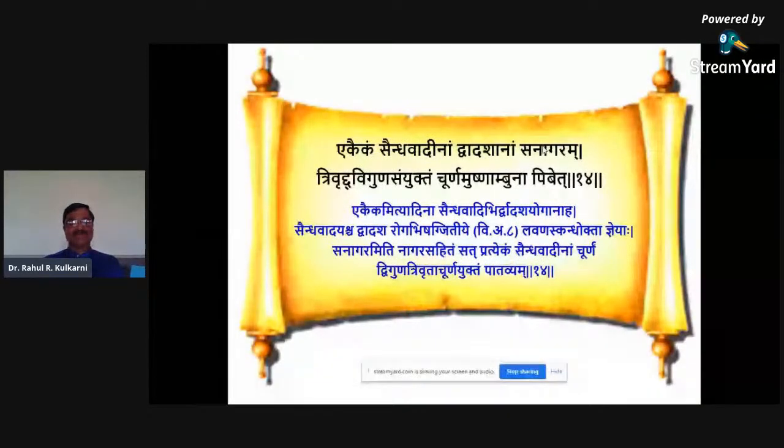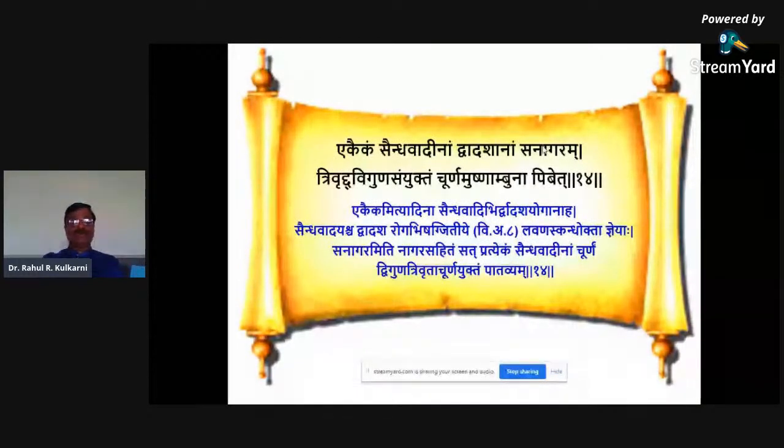This mixture has to be consumed with Ushna Jala. Means 12 Lavana yogas have been explained, 12 types of Lavana along with Shunti, and twice the quantity of those, the Trivrut or Shama Churna has to be mixed, and that has to be mixed with the Ushna Jala and administered for Virechana Karma.